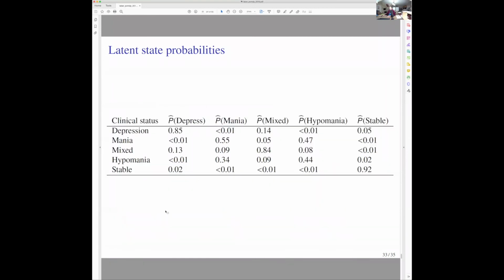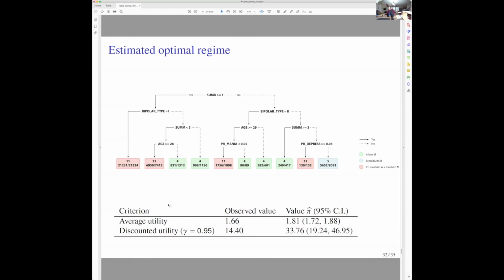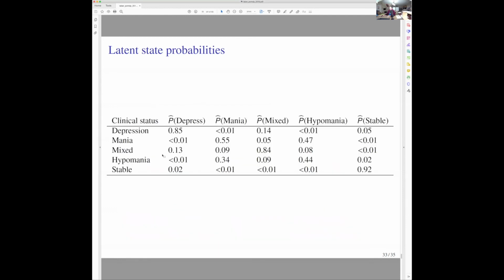Okay, one other neat thing about this study is they gave a detailed inventory to try to assess their status. So in general, we wouldn't know what the clinical status is of these patients, but because they did this additional inventory, we can compare our latent state probabilities to what the clinician thought was the actual true latent state. So this gives us a way to test the validity of the latent model, which wouldn't normally be possible.